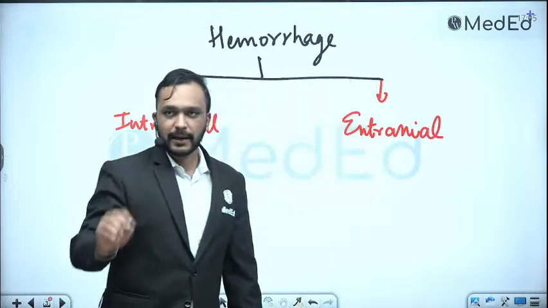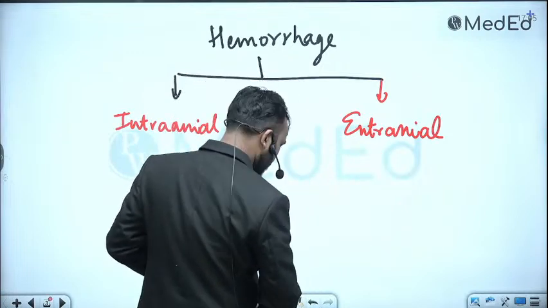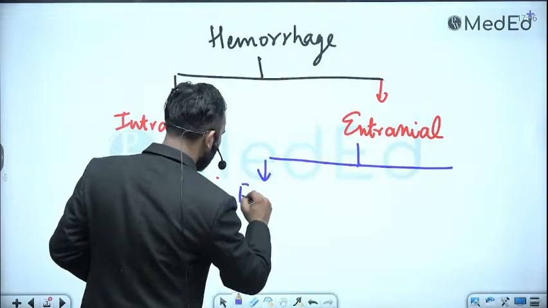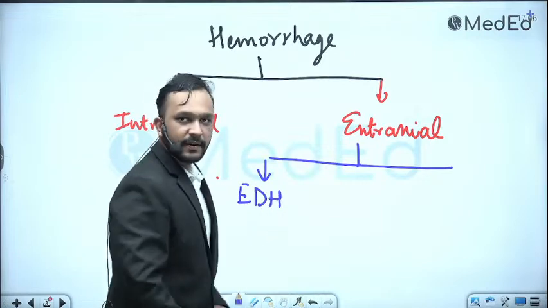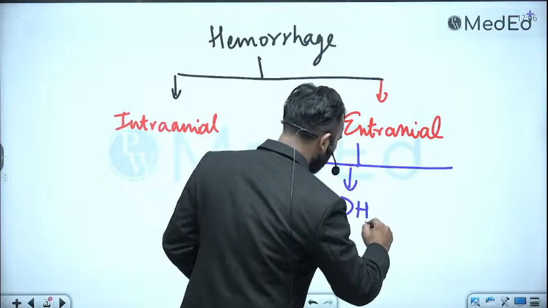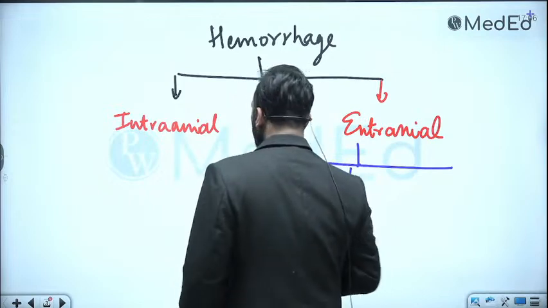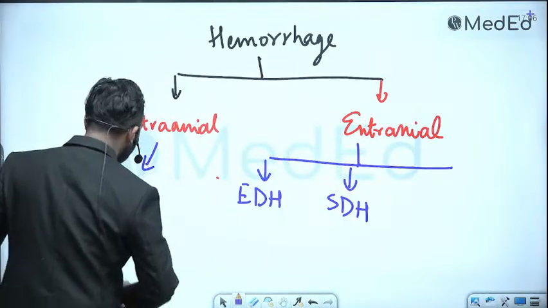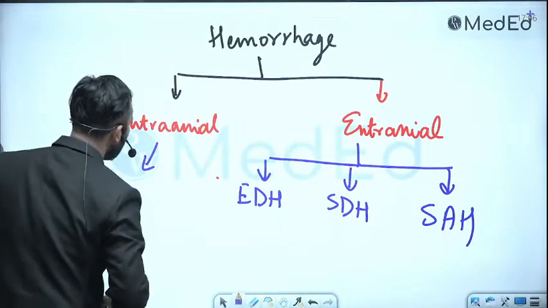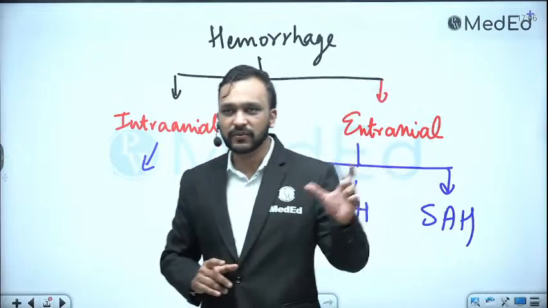So guys, what are the various types of extraaxial hemorrhage that you are aware of? Okay, so these are extradural hemorrhage, which I just showed you in the image. Then you have subdural hemorrhage, and yes, these are the extraaxial bleeds, right? And talking about the third, subarachnoid hemorrhage, right? And the second is the intraaxial bleed. So we will see what are the various imaging appearances of the various types of bleed.